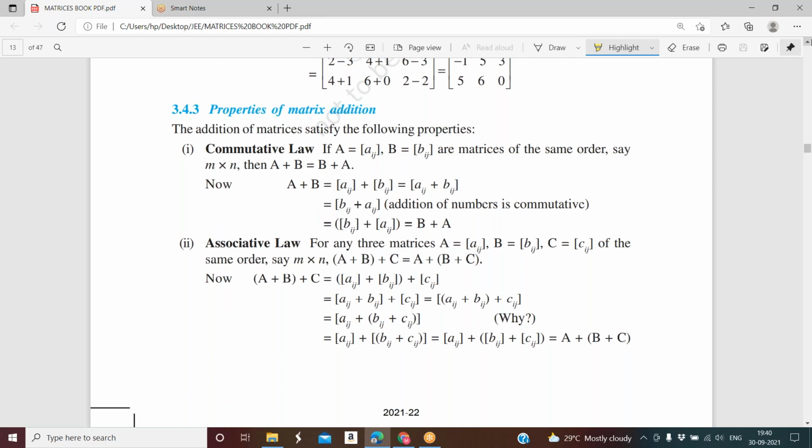Both are equal, like numbers, no? 5 plus 3 gives 3 plus 5. Like that, in matrices, we have the commutative law. Matrices also satisfy the associative law. For any three matrices A, B, C of the same order, say m by n, then (A plus B) plus C is equal to A plus (B plus C). Both are equal. We add A and B, then add C, and it gives A plus the sum of B and C. Both sides are equal. That is associative.